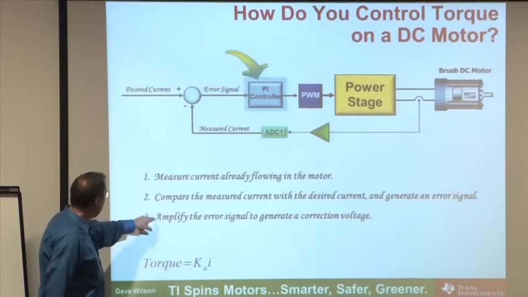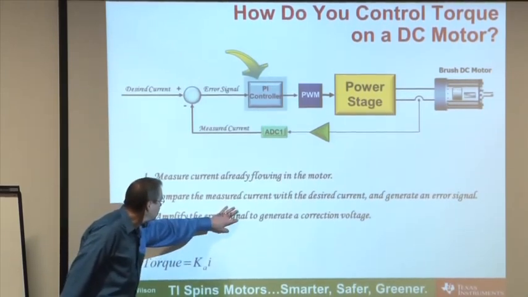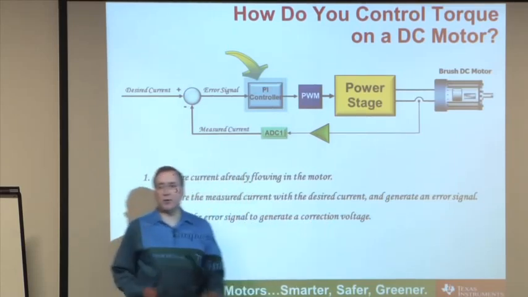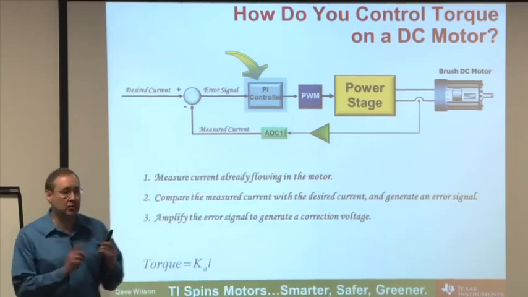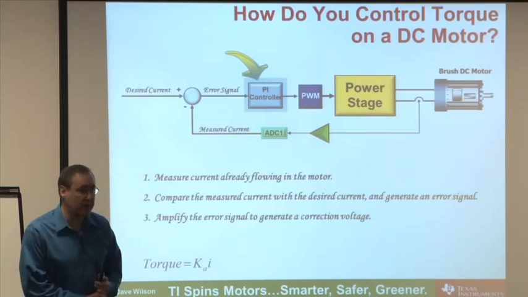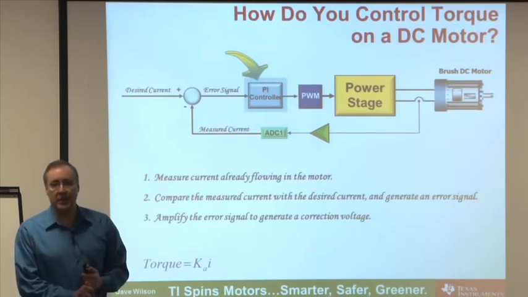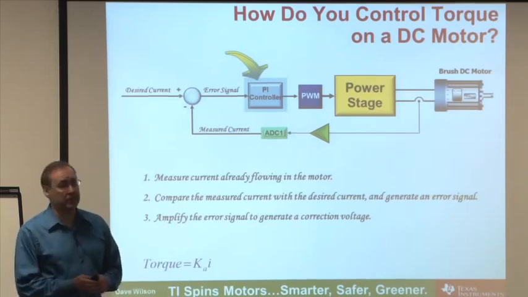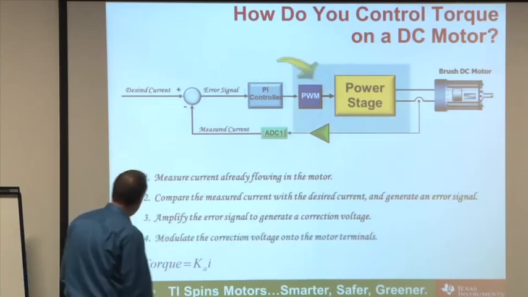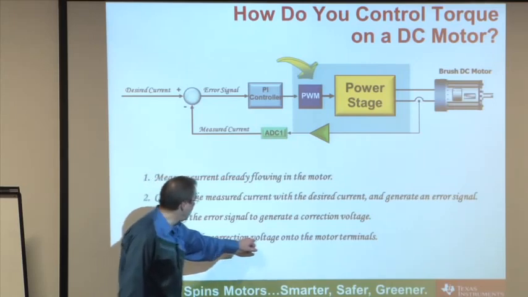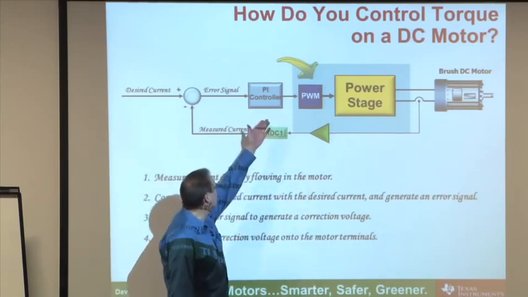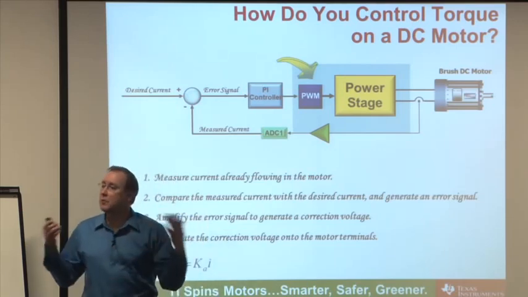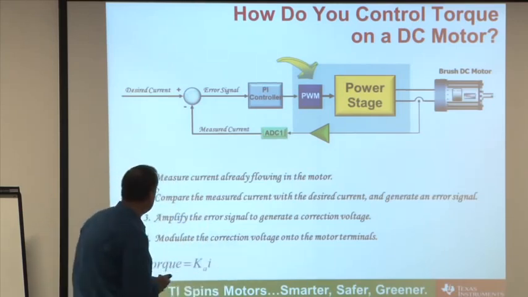Step number 3, amplify the error signal with some type of controller or control algorithm to generate a correction voltage. Now you notice we're trying to control the motor's current. The way we do that is through the motor's voltage. If I want more current, I increase the voltage. If I want less current, I decrease the voltage. And then finally, step number 4, modulate the correction voltage onto the motor terminals via PWM or space vector modulation. There's a number of different modulation techniques that you could use.